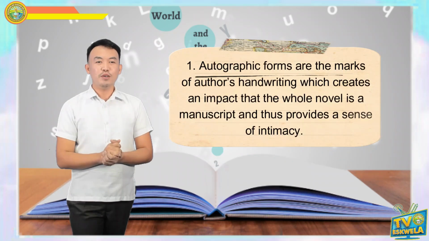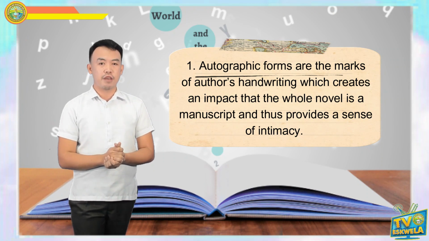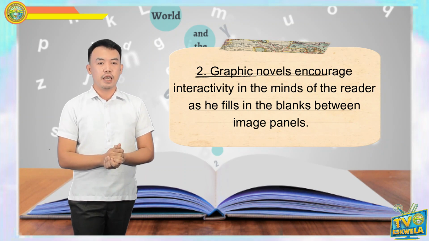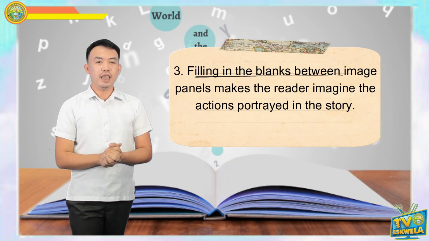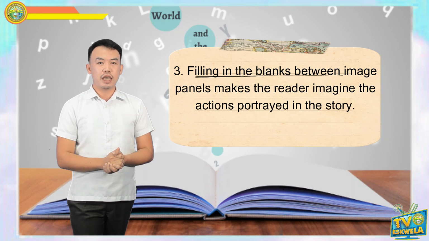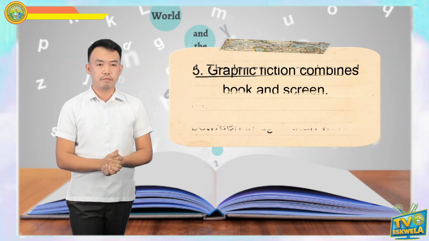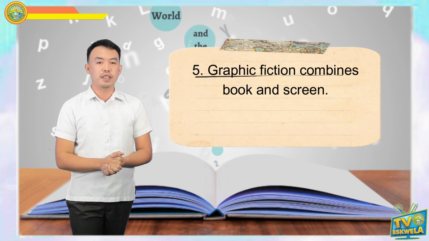Here are some of the features of graphic fiction or graphic novel according to Sing 2012. Number 1. Autographic forms are the marks of author's handwriting, which creates an impact that the whole novel is a manuscript and thus provides a sense of intimacy. Number 2. Graphic novels encourage interactivity in the minds of the reader, as he fills in the blanks between the image panels. Number 3. Filling in the blanks between image panels makes the reader imagine action portrayed in the story. Number 4. The language, syntax, and meaning of a graphic novel spring primarily through the relationship between images than words. Number 5. Graphic fiction combines book and screen.